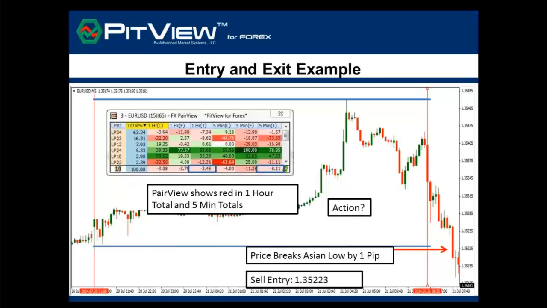So the action here would be our sell entry. We're looking to get in once it breaks the Asian low by 1 pip. It's broke the Asian low by 1 pip. PairView is showing red on the 1 hour. It's showing red on the 5 minute. So my sell entry would be right here at 1.35223. It's making a consolidation breakout, and PairView is confirming that.